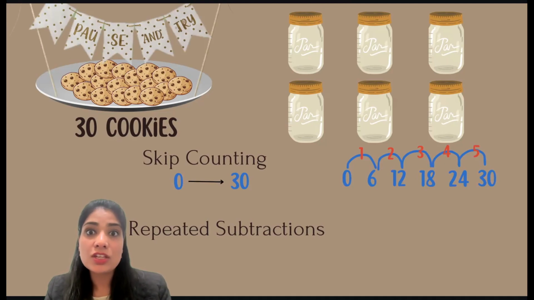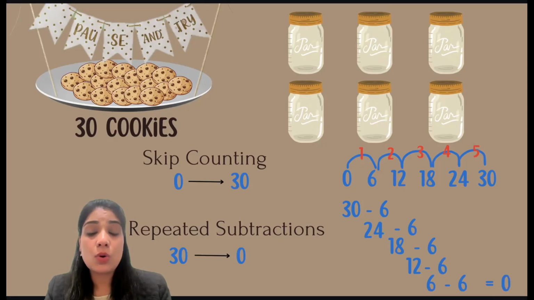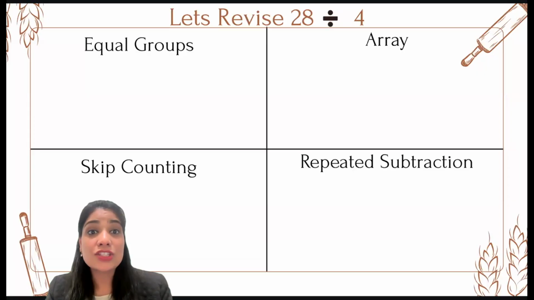Let's verify this using repeated subtractions. Remember, for repeated subtractions, we always go from total to 0. So let's start. 30 minus 6 is 24. 24 minus 6 is 18. 18 minus 6 is 12. 12 minus 6 is 6. 6 minus 6 is 0. How many subtractions did we do? 5 subtractions. So how many cookies in the jar? 5 cookies. Great. It's your turn.